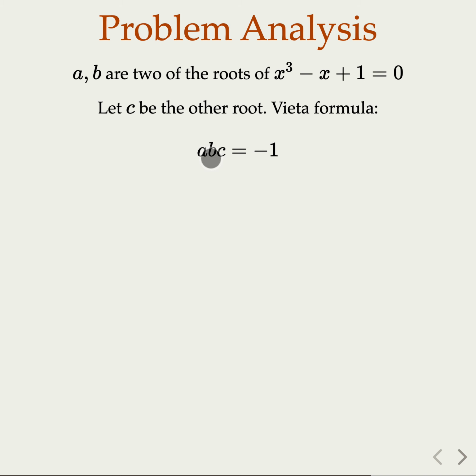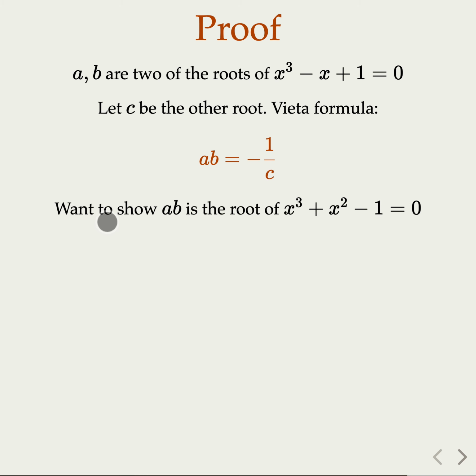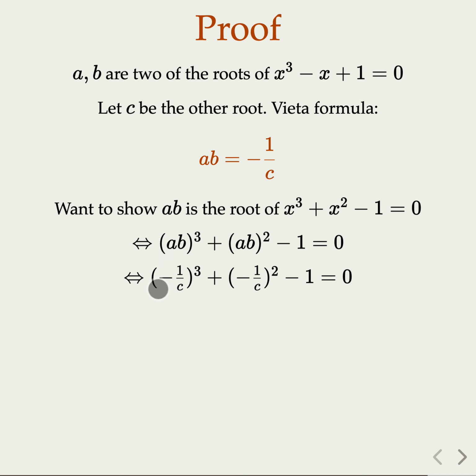Alright? So which means a, b, c should be non-zero because the product equals negative 1. Now we're going to know that ab is negative 1 over c. Okay? That's what we know. Now what do we need to prove? We need to prove that ab, as a number, is a root of this new equation here. In other words, plugging ab in, in order to prove that, it is equivalent to prove this equation here. Now what is ab? We're going to replace it with negative 1 over c. So plug in that. This is the equivalent.